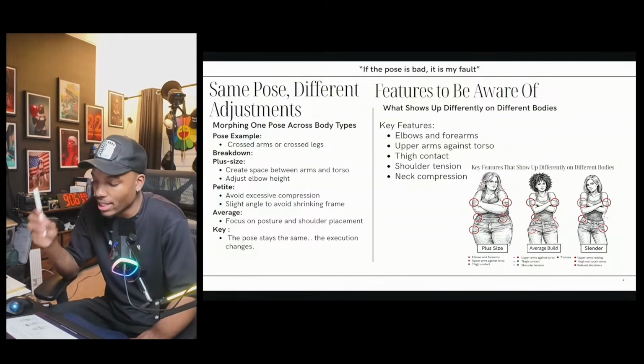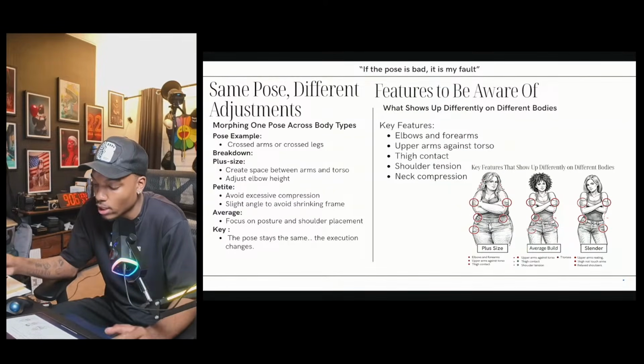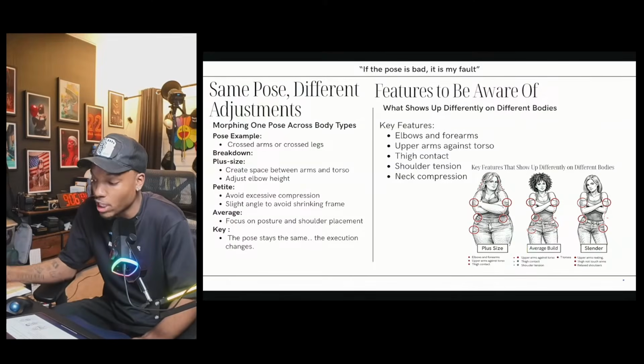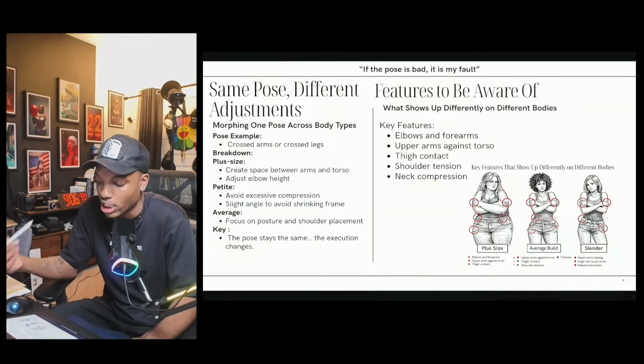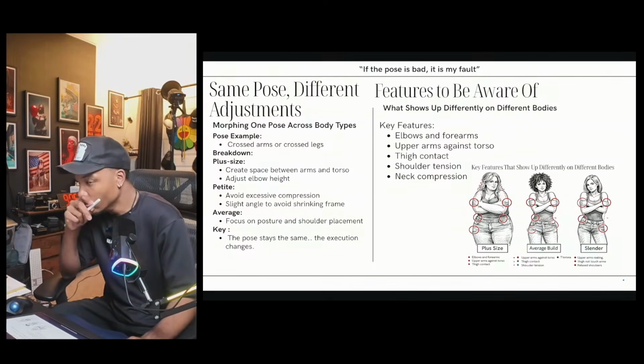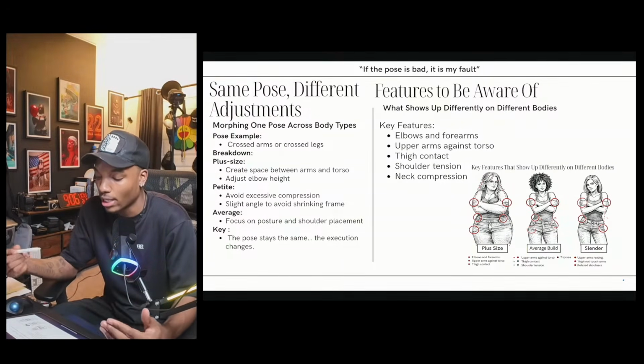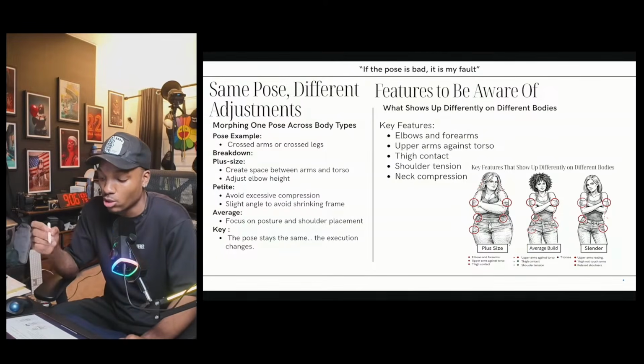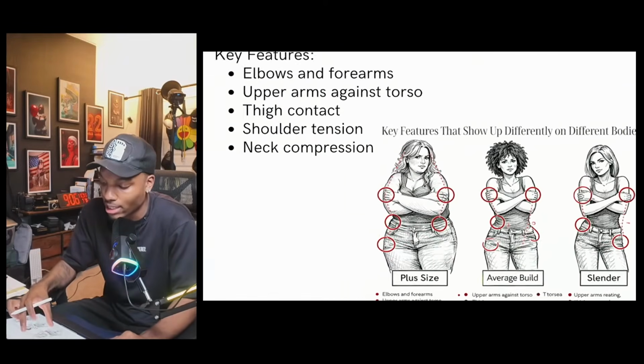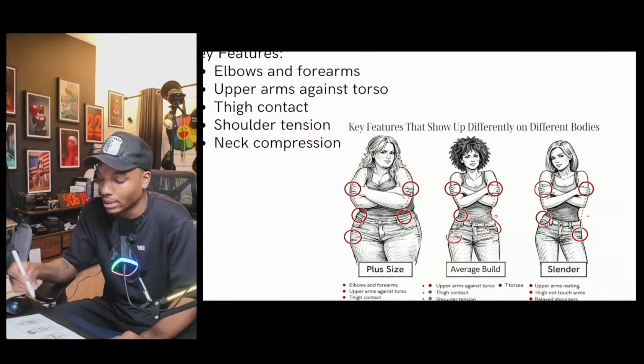So the basic understanding of it is minor adjustments, right? If you give a client a pose and it feels that it doesn't look right on them, making a minor adjustment can help make it fit them, right? So things to look out for as minor adjustments on different body types, whether a plus size model, an averagely built model, or a more petite model, would be their elbows, their forearms, their upper body, their upper arms and how they push against their torso. Those are things to look out for because they're doing the exact same pose, but it's showing you why the pose may not look the same on each of them, right?